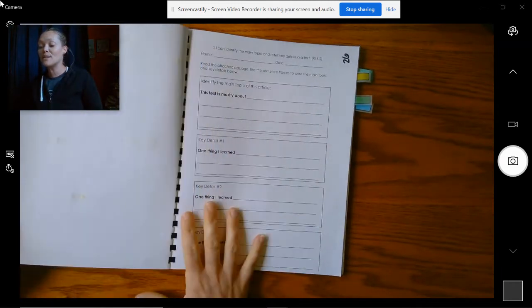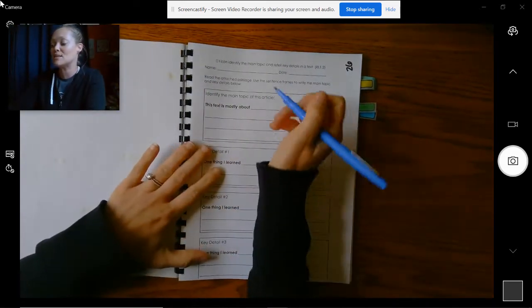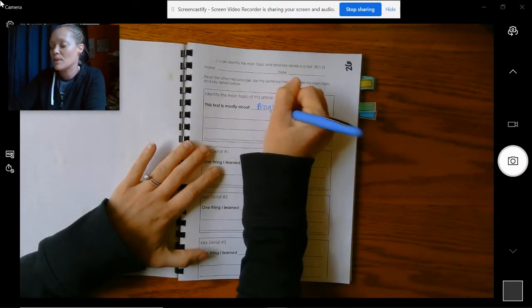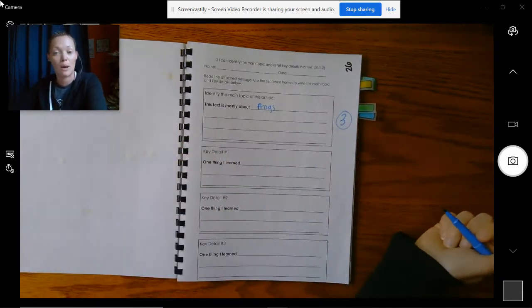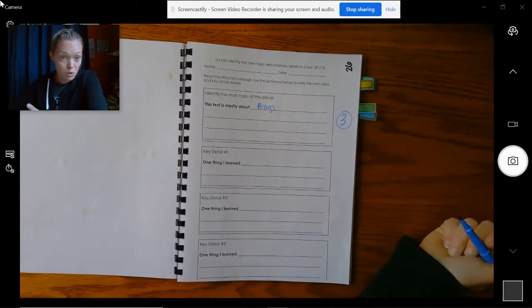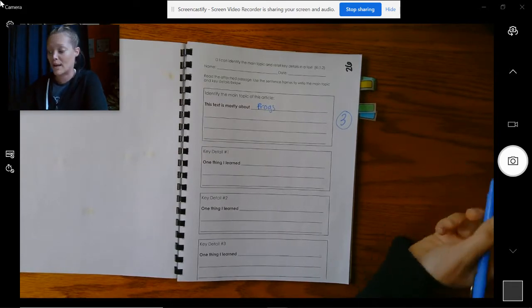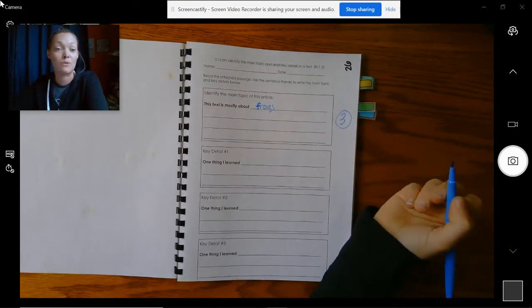So for your main topic, if you put this text is mostly about frogs, then you would give yourself a 3 for the main topic, which means you did exactly what you were supposed to. This means that you did first grade level work, right? You were able to figure out the main topic was frogs.